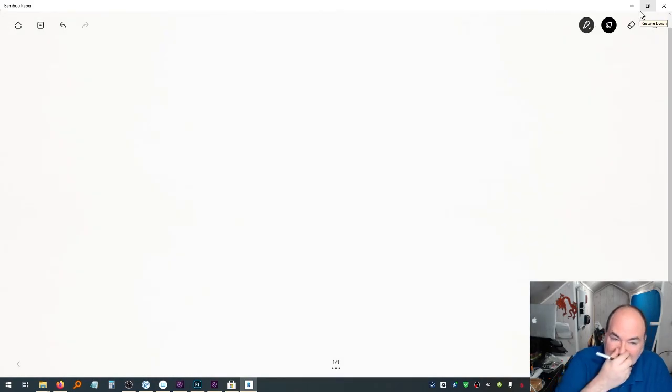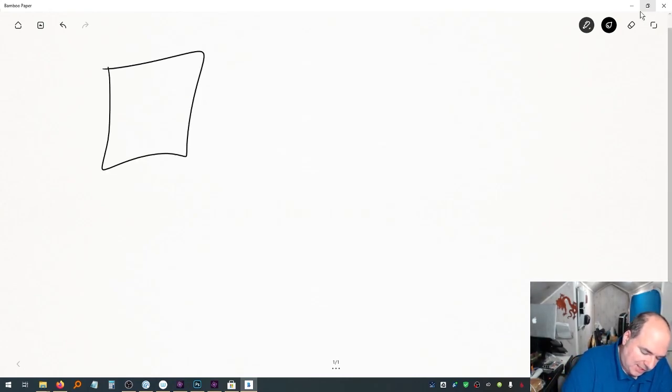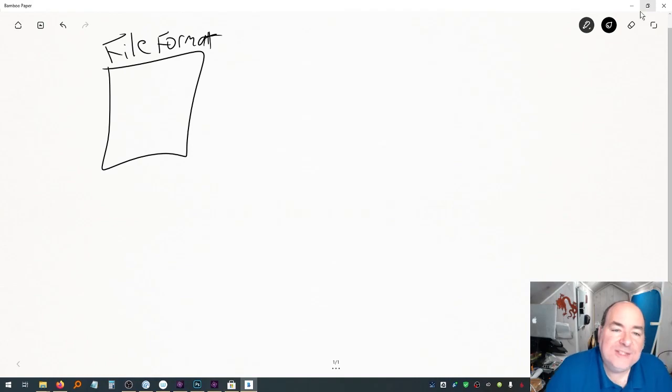Here we go. So right now we have data. We have a lot of data. And the data is stored in a box. And this box is called a file format. And the file format is basically something that holds the data.